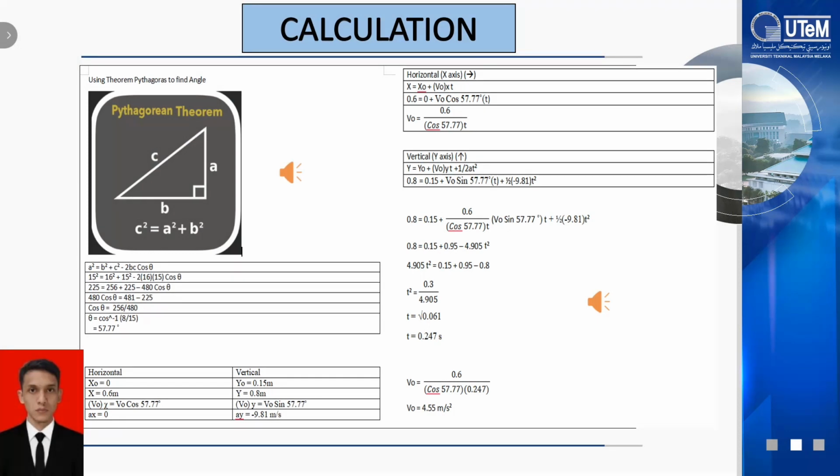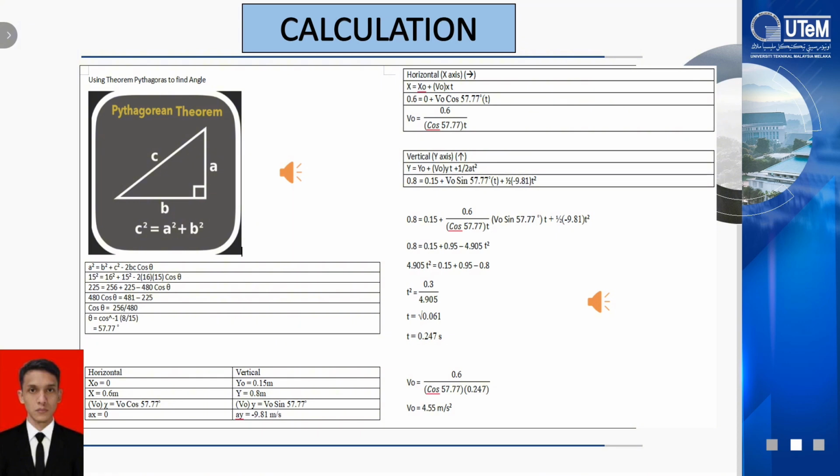From the ping pong launcher that we made, we find the angle using the Pythagorean theorem. After calculating the length, height, and width, we get the angle of our launcher, which is 57.77 degrees.